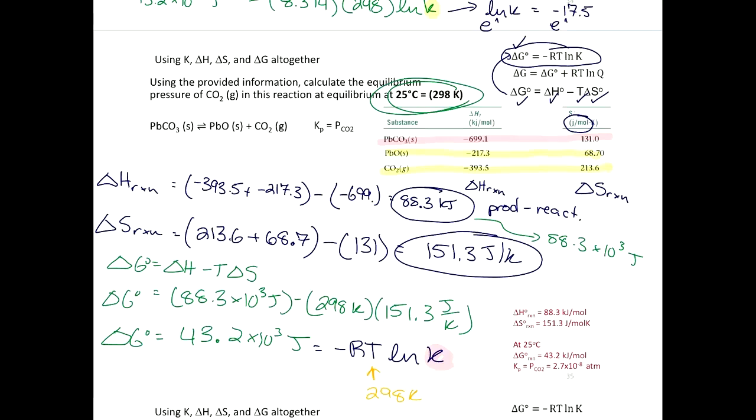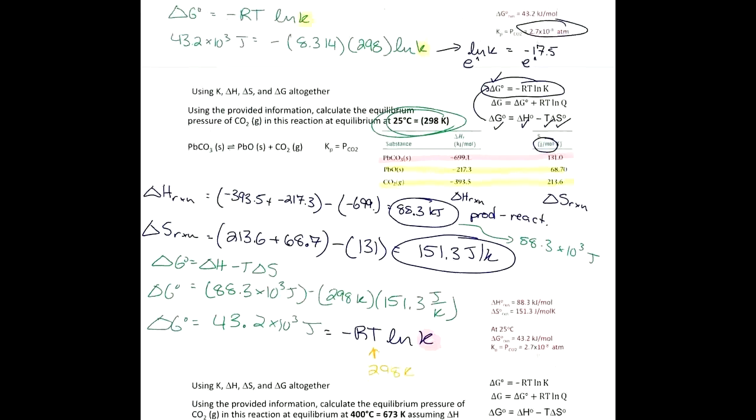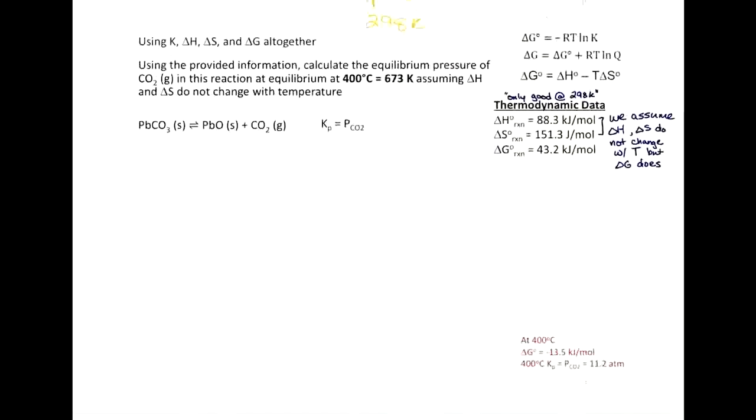So we just got delta G in a different way here. We did products minus reactants of delta H and delta S before, using this equation, delta G equals delta H minus T delta S, to predict what is delta G at different temperatures. In this case, it's 298, and it matches the textbook, those thermodynamic quantities exactly. Okay, so let's do it a little bit differently now.